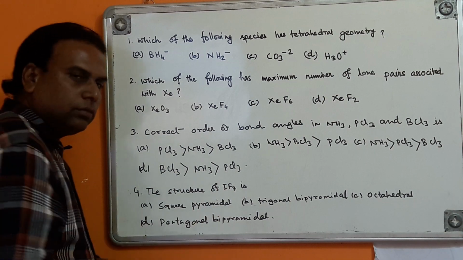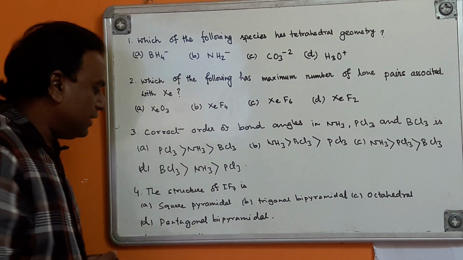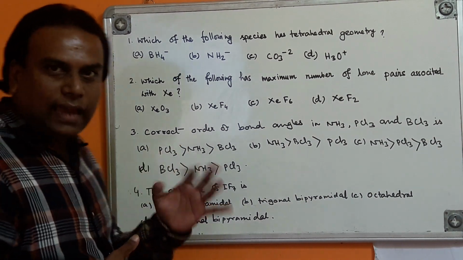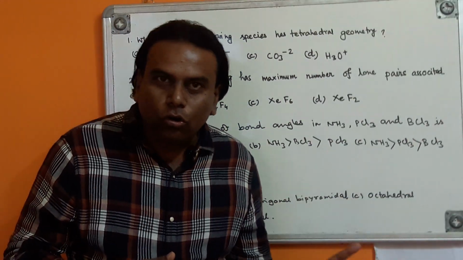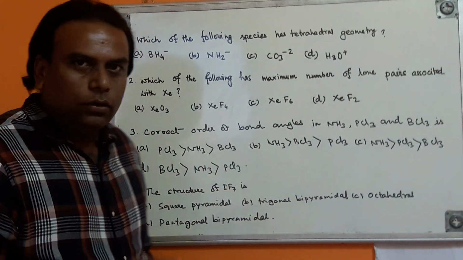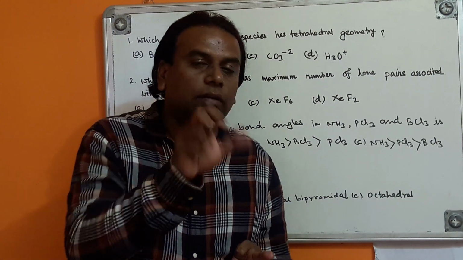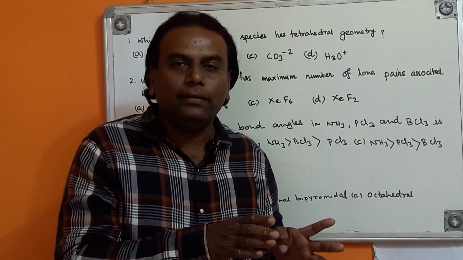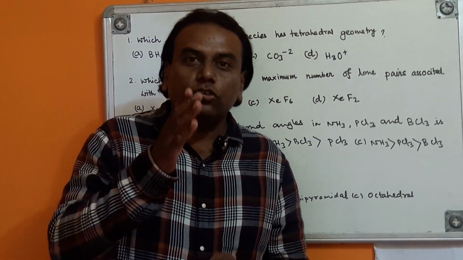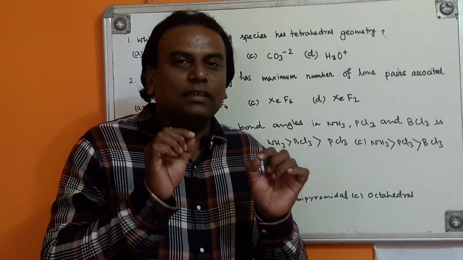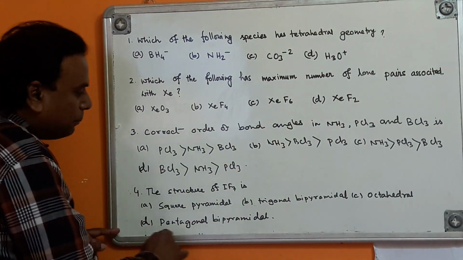And question number 4, that is the last question but not the least. What is the structure of IF7? Iodine is a halogen, so it has 7 valence electrons. If it bonds with 7 fluorines, which are monovalent, it takes 7 more electrons from the 7 fluorines. So how many electrons does iodine have in its valence shell? That is 14 electrons. So how many pairs? It's 7 pairs. So 7 pairs means it must have a geometry like pentagonal bipyramid. So the structure is pentagonal bipyramid.